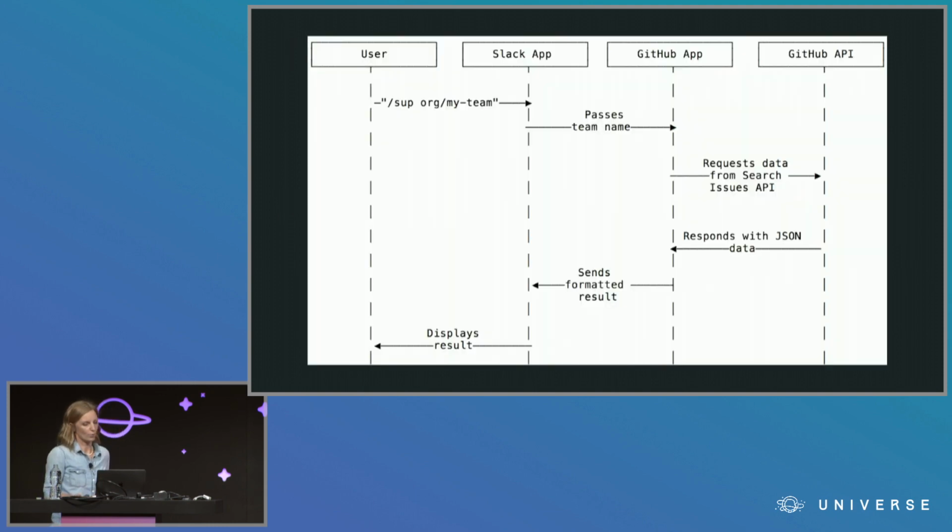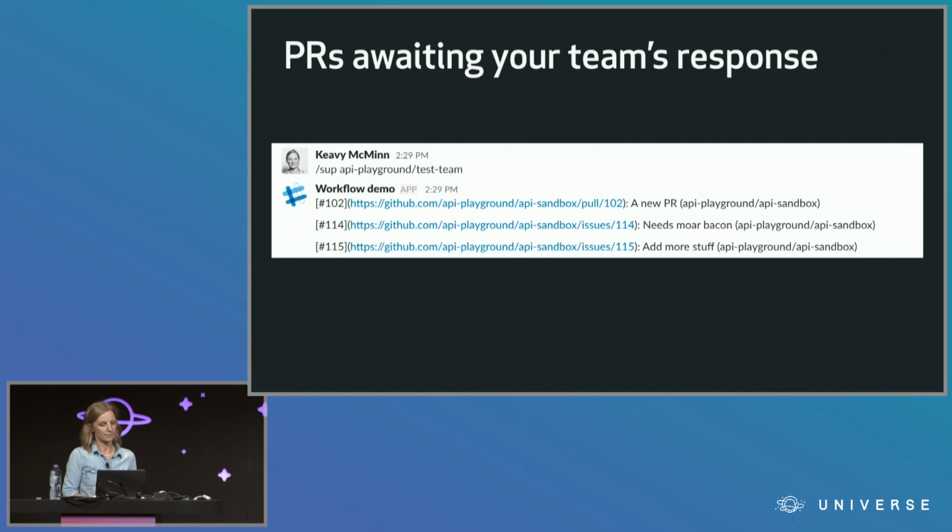So this would be the flow of events. Basically, the user would send a command from that Slack app. The Slack app passes the request with, in this case, the team name parameter to the GitHub app. The GitHub app needs to just build up the relevant query and ask the API for pull requests that match that query. The GitHub app then prepares and sends that data for the Slack app to display, and the Slack app displays it.